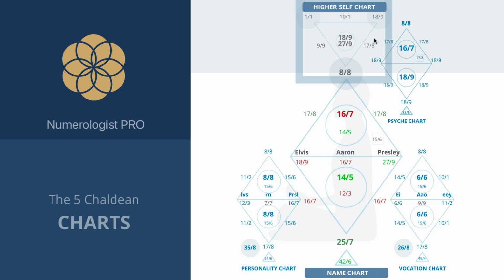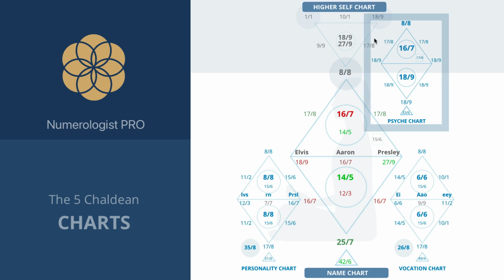Up here we have the higher self chart. The numbers in the higher self chart are created solely by the numbers in your birth date. This chart shows the vibrations that your soul has chosen to reincarnate in and what lessons you need to learn and assimilate. It also shows your karma from previous lives and your highest aspirations and potential in this life.